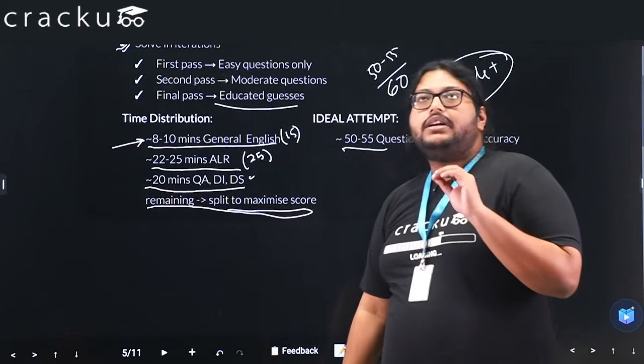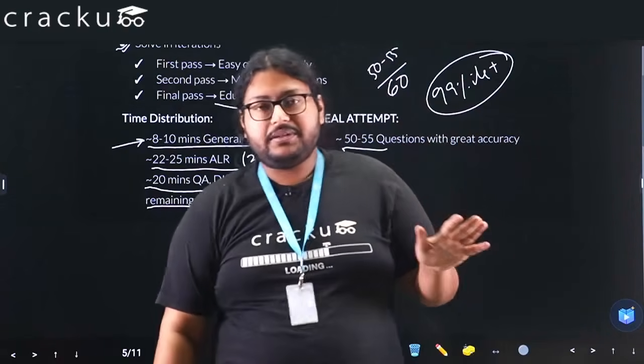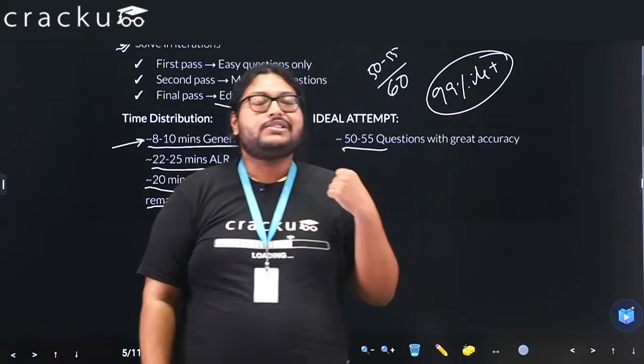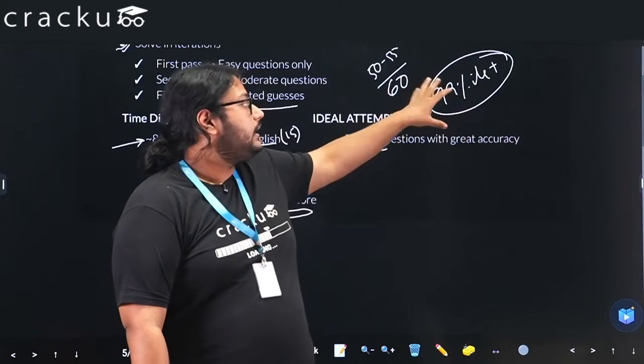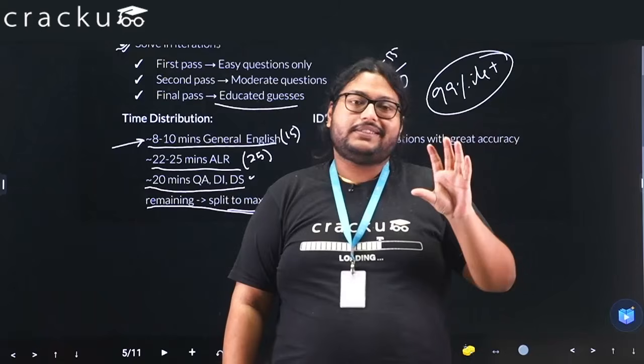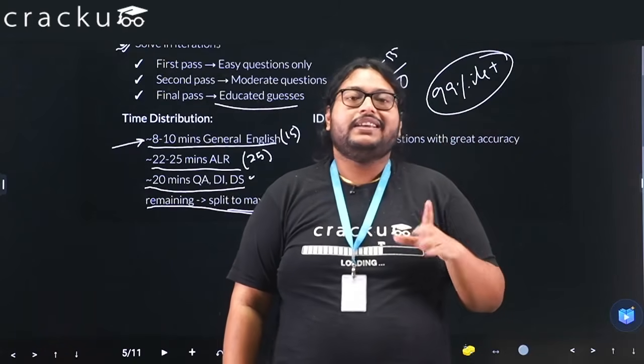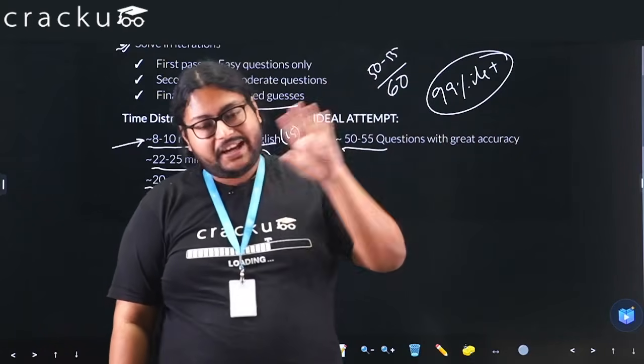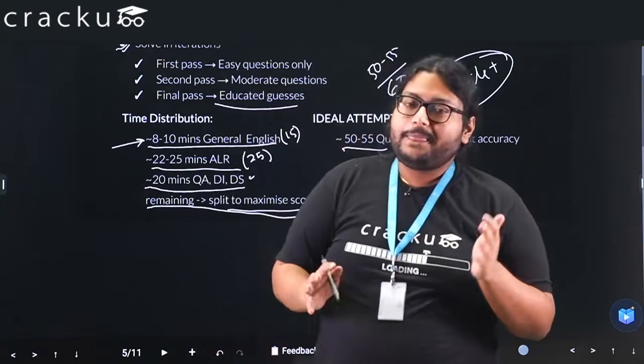Because the accuracy needs to be great. Even if the accuracy is not very great, and when I say not very great, I mean somewhere around 80% or 75% accuracy, and great accuracy would be a 90% accuracy kind of thing. So that is the idea.